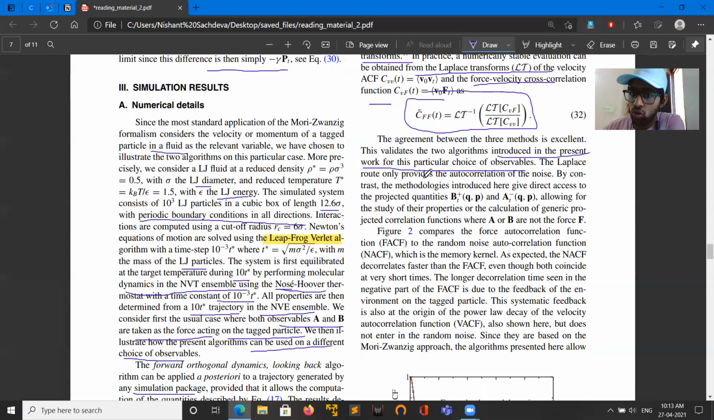The Laplace route only provides the autocorrelation of the noise. By contrast, the methodologies introduced here give direct access to the quantities B t plus and A t minus, allowing for the calculation of generic projected correlation functions where A and B are not the force F. That's what we wanted: more information, the actual A and B quantities.